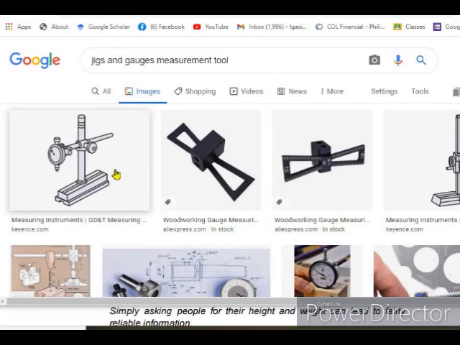Then special devices, jigs and gauges. The picture of jigs and gauges is like this. When you say gauge, it is a measuring device, just like measuring the strength or the power of an individual, how much strength he has. So these are examples of jigs and gauges as measurement tools.